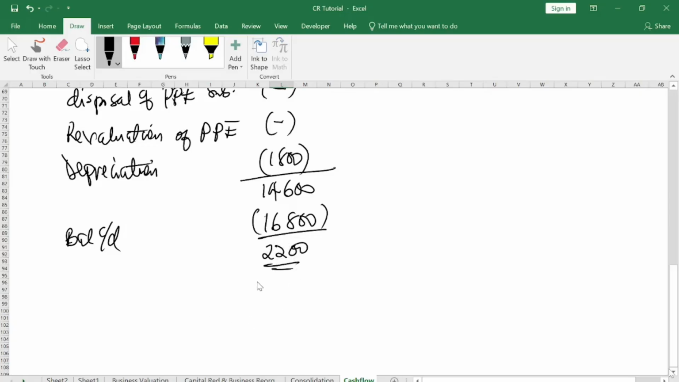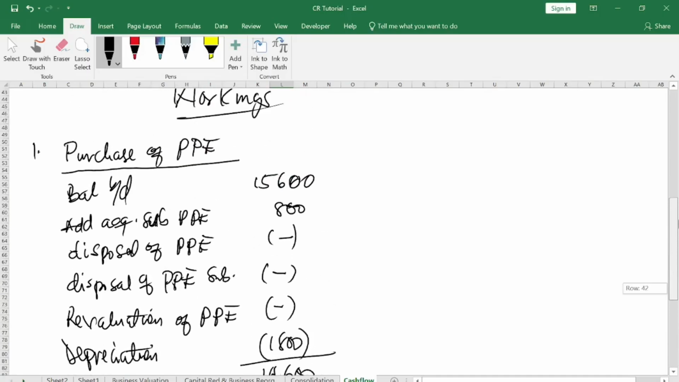If it's going to investing activity, will it be in bracket or open bracket? Since we are buying, it means we will take it out. It means we will put it in bracket in the investing activities. Is that not the case? Yes, sir. Good. Let's go to 2.